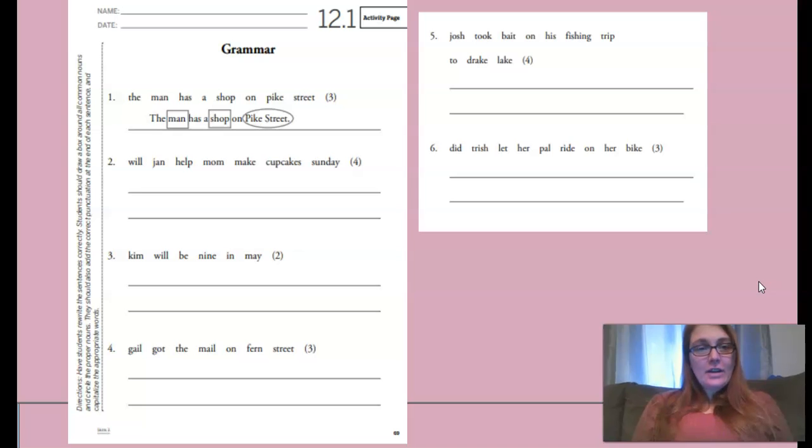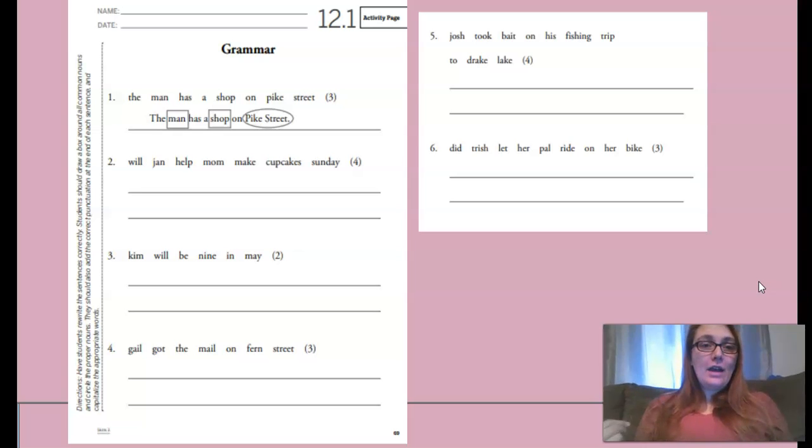All right, our activity page for today, 12.1. You are going to look at the sentence. You're going to rewrite the sentence using capital letters where they need to be. At the beginning of the sentence, for example, any proper nouns, adding punctuation. So like number 1, it says the man has a shop on Pike Street. So they rewrote it with a capital T on the. The man has a shop on, and then Pike Street is the name of that street. So it's capitalized, capital P, capital S. And then at the end there is a period.